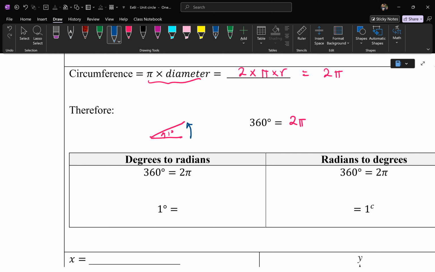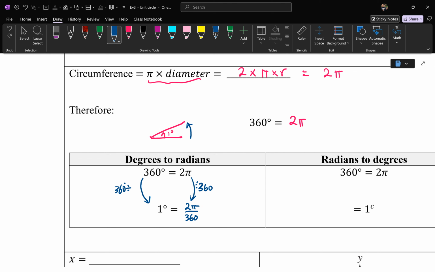So how much is that distance? Now we can work that out by looking at this. We're saying, well, 360 equals 2 pi. So to go from 360 back to 1, what do we do? Very good. Divide this side by 360, and that gives me 2 pi on 360. But we can simplify that. 2 pi on 360 is simplified to?